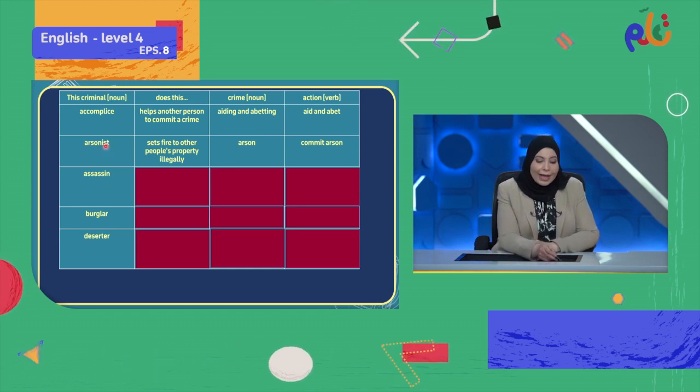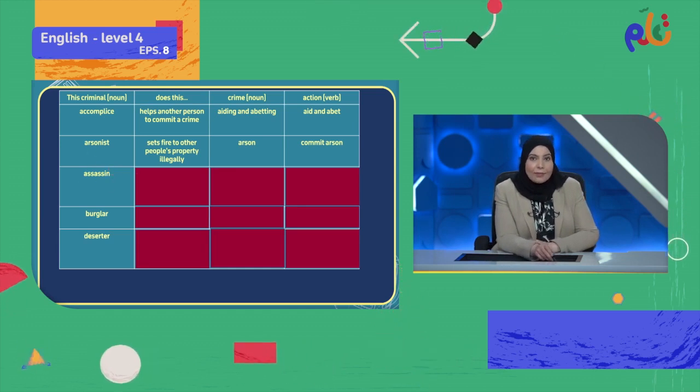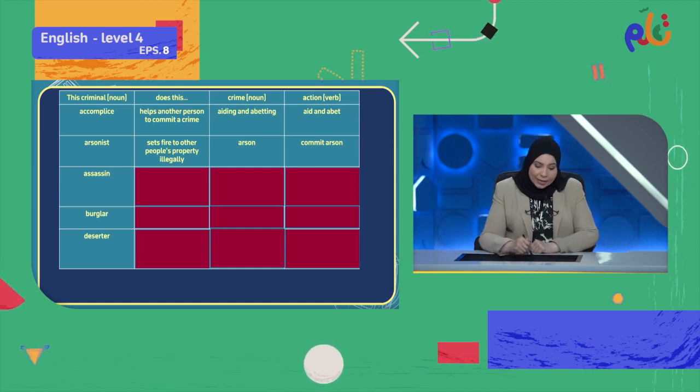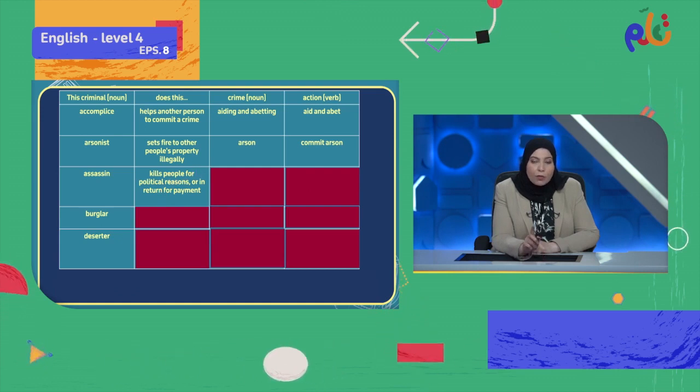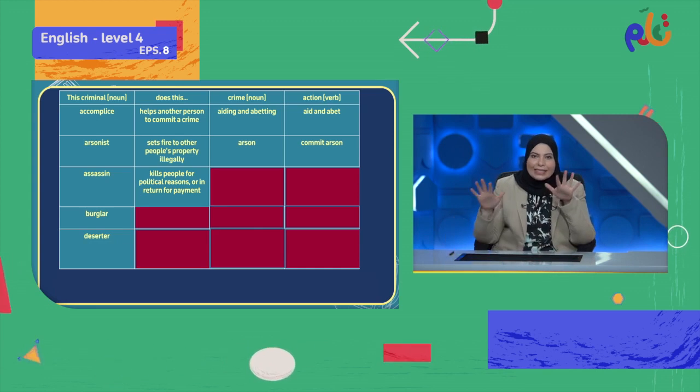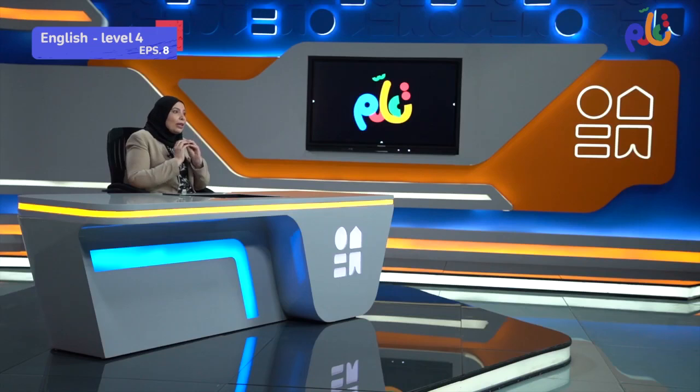For the next one, we have assassin. Assassin is the person who kills people for political reasons or in return for a payment. So assassin is similar to murderer. The only difference is that the murderer does this because he wants to. The assassin has no connection with the person he kills. He just takes money to kill him. And usually we use the word assassin in political murder, like what happened with John Kennedy in America, for example. So somebody killed him.